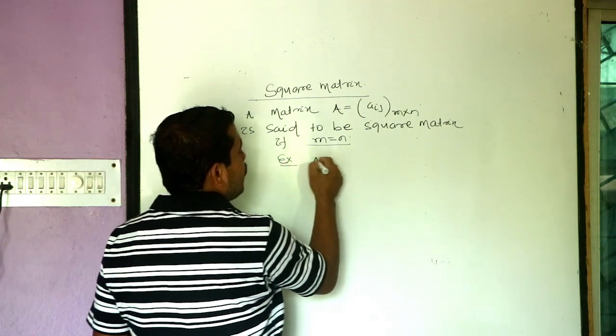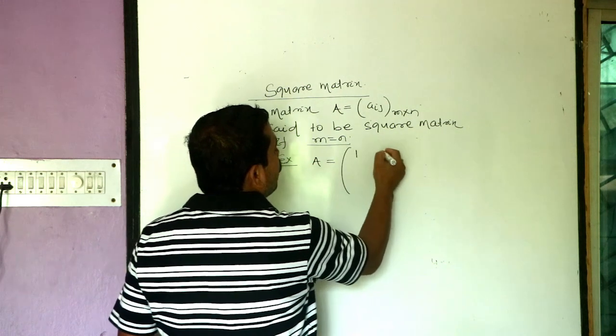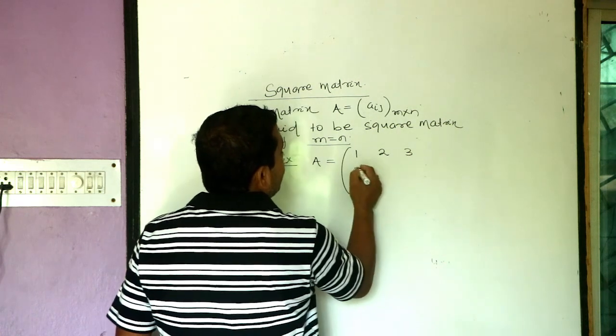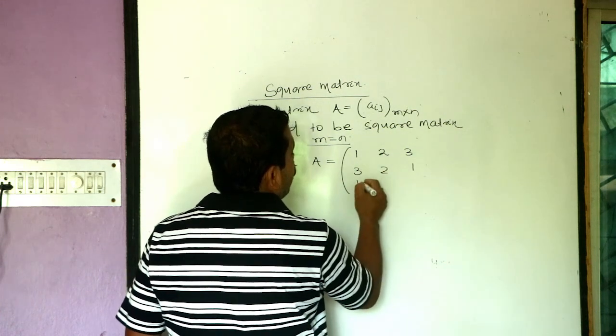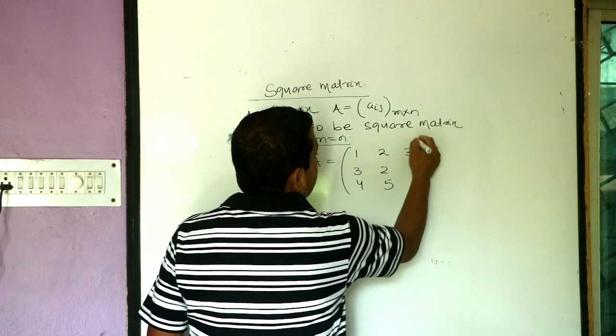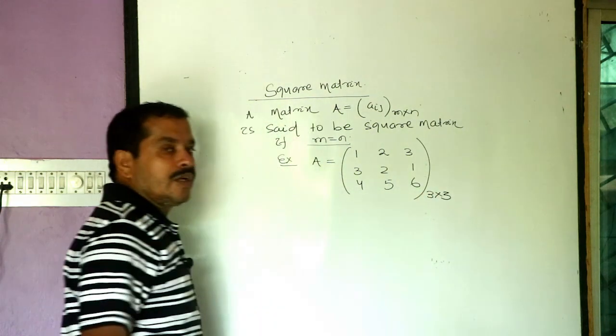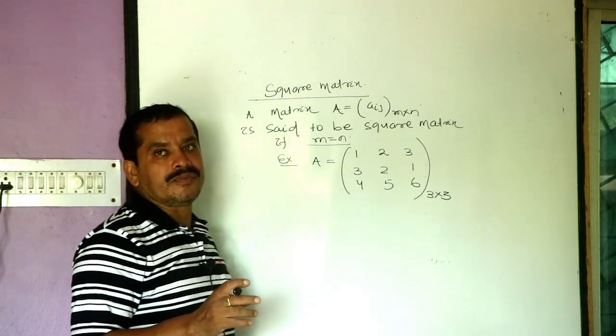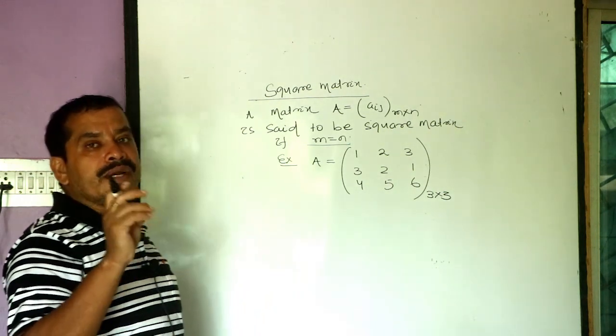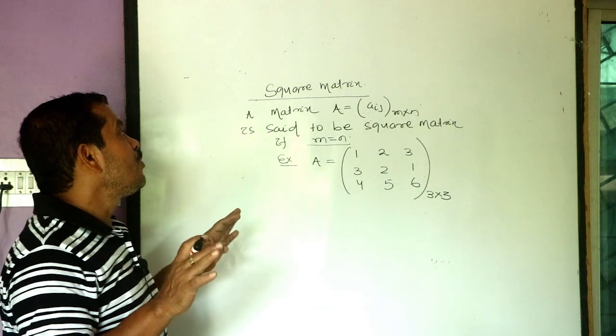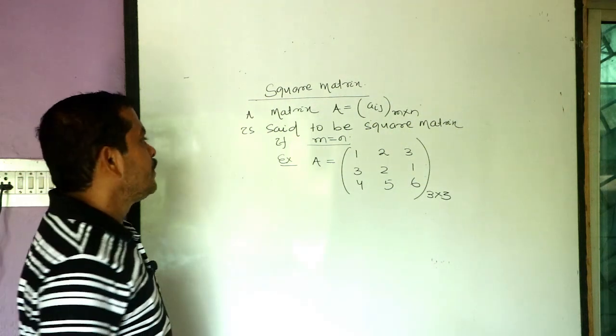For example, suppose A is a matrix of 1, 2, 3, 3, 2, 1, 4, 5, 6. This is a square matrix of order 3 cross 3, because it has 3 rows and 3 columns, equal number of rows and equal number of columns, so it is known as a square matrix.